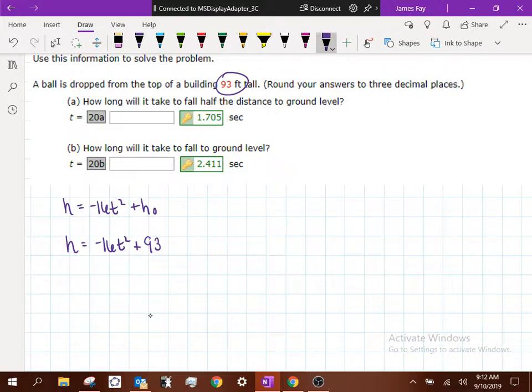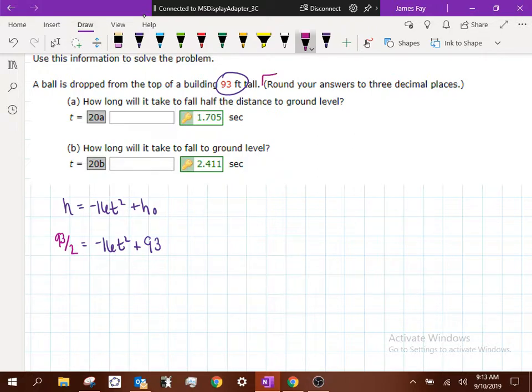Now, there's still 2 variables in there. The h, I can replace because they give me enough information. How long will it take to fall half the distance to the ground? Well, half the distance to the ground would be 93 divided by 2. You could write it as 41.5 if you want to, but I'm going to write, like Blaze said, 93 over 2, just to see if the algebra works out a little bit nicer. But they tell us to round to 3 decimal places.